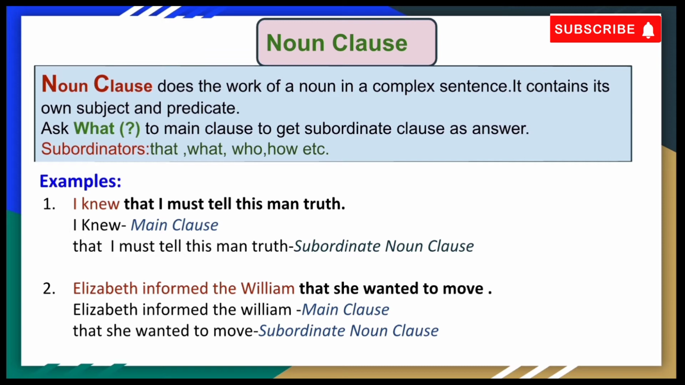In our second sentence, Elizabeth informed the William that she wanted to move. Elizabeth informed the William is your main clause. That she wanted to move is your subordinate clause. If I ask a question by what, Elizabeth informed the William what? That she wanted to move. So we got the subordinate clause as the answer when I ask the question by what to our main clause verb.